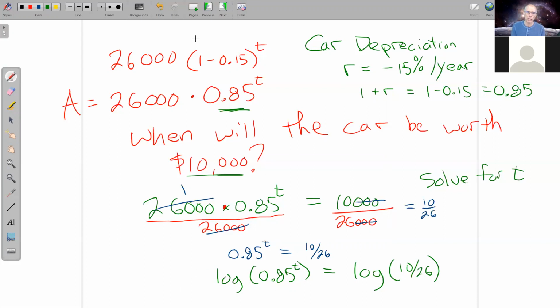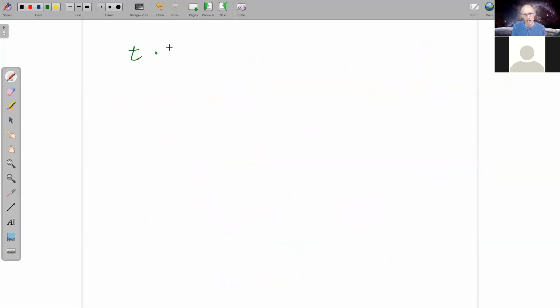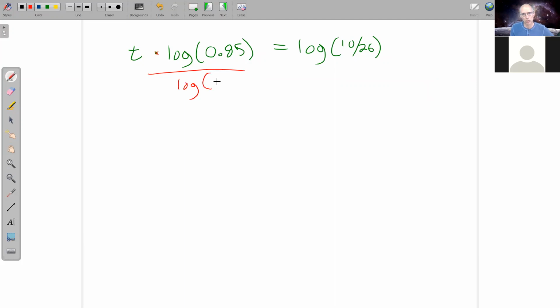The point of using the log is the power jumps out. So I'm going to rewrite that. So now I get t times the log of 0.85 equals the log of 10 over 26. And again, I thought 10 over 26 was cleaner than that big long decimal we got. So I'm going to stick with my fraction. Last step, or second to last, is to get rid of this multiplication because we're trying to solve for t here. So we're going to divide by that number called log of 0.85. And it is just a number. It's some decimal, but we're just going to call it log of 0.85. It's kind of like, you know, pi is 3.14. It's similar to that.